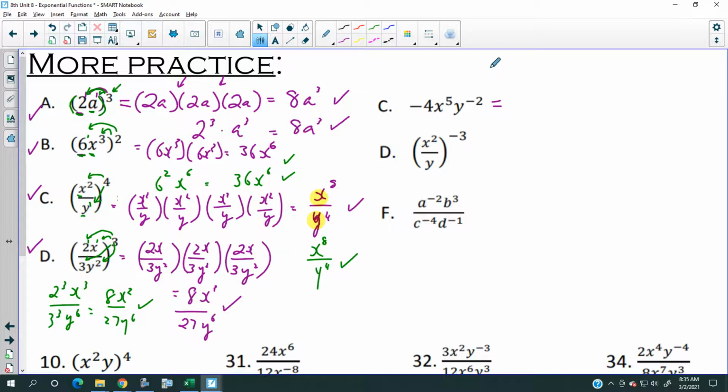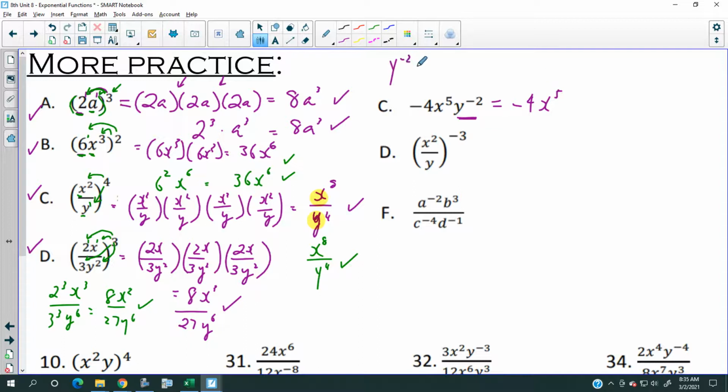What are the things that we have to do? There's really only one. We have to take care of this negative exponent. That's the only thing that we don't want. So that means I'm going to keep my -4, I'll keep my x to the 5th, and y to the -2nd power, so let's take this out here.